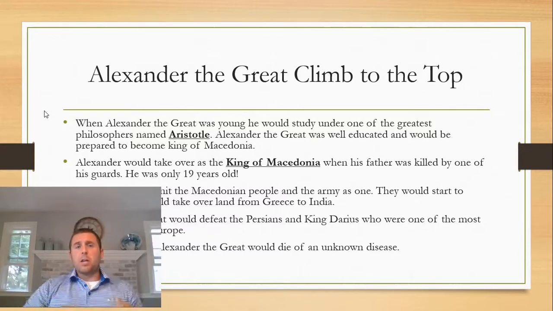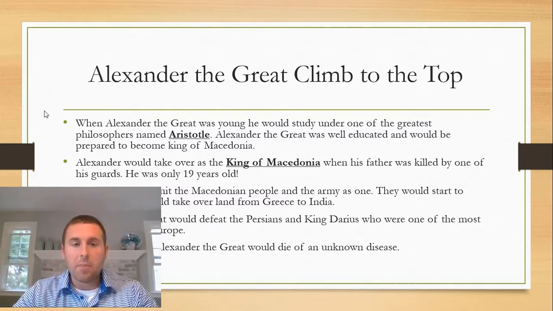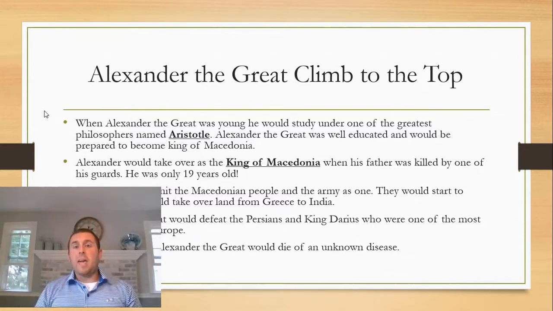So after learning from Aristotle at a very young age, his father dies. When his father dies, the throne is his, so he becomes the king of Macedonia.